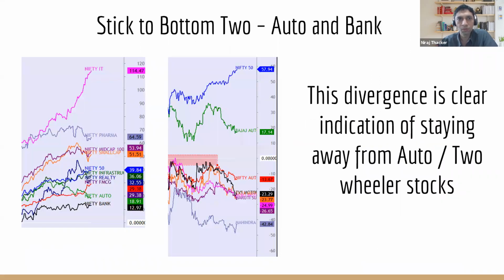Now stick to the bottom two. If you want to sell, stick to the bottom two. Or if you want to avoid, you should completely avoid. This divergence is a clear indication of staying away from auto and two-wheeler stocks. So where is the divergence? I'll show you.